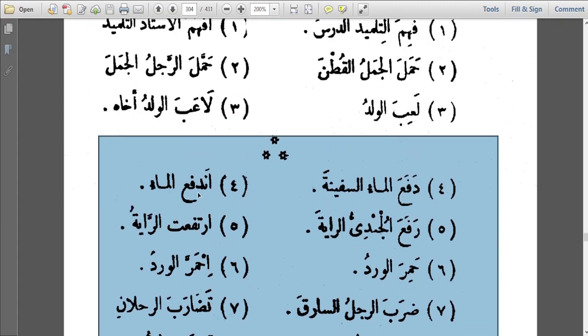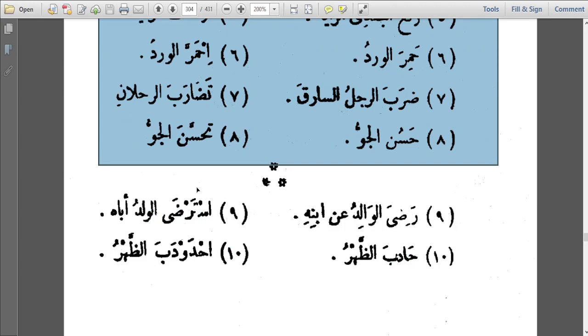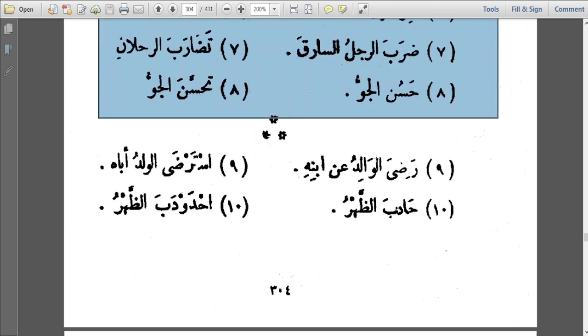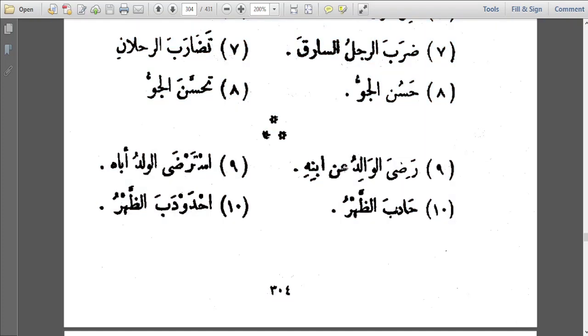Okay. Now, let's look at the last one and then I'll go back and show you the various meters that we've created. Okay. So we look at radiyal walad walidu an ibnihi. The father is pleased with his son. Radiyal walidu an ibnihi. The father is pleased with his son. Then we have istarda al waladu abahu. The boy sought the pleasure of his father. Istarda, to seek the pleasure of, to seek the rida of.